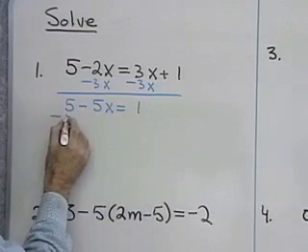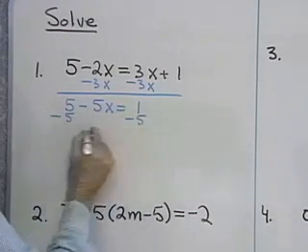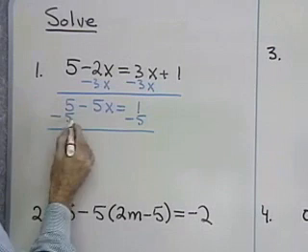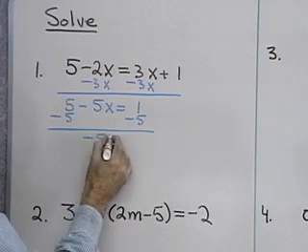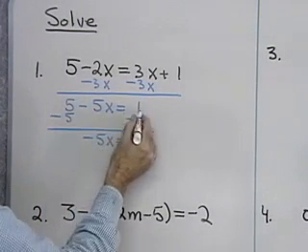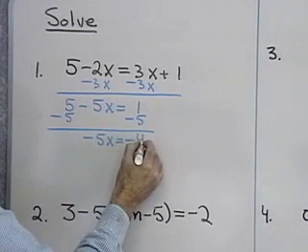Now I'll add negative 5 to each side of the equation, and I'll end up with 0 plus negative 5x is equal to 1 plus negative 5, which is negative 4.